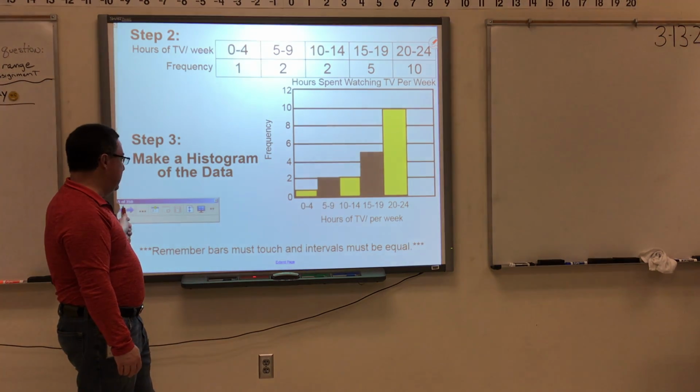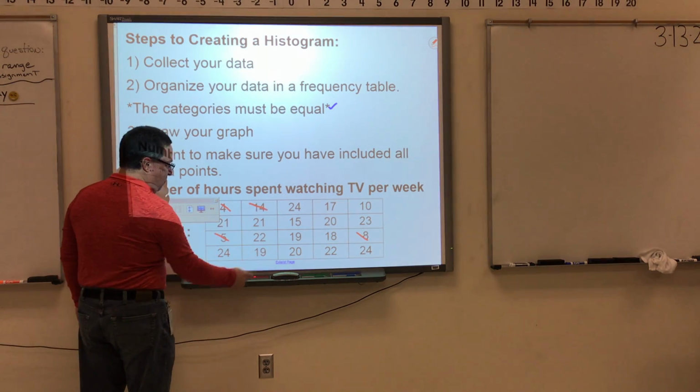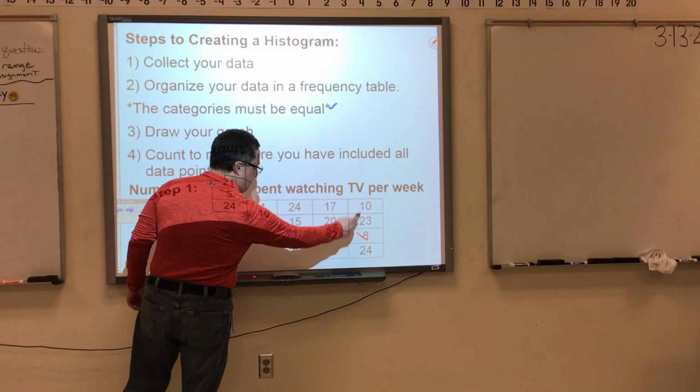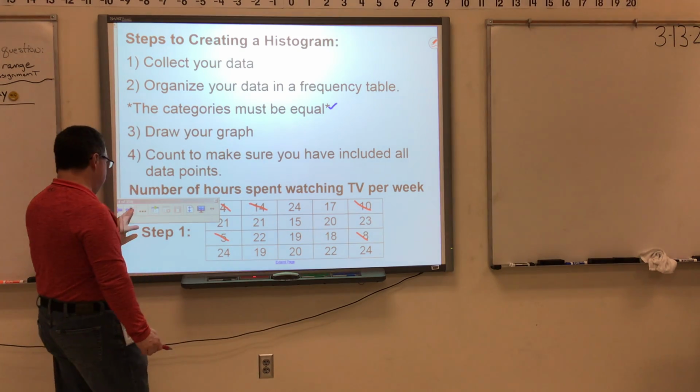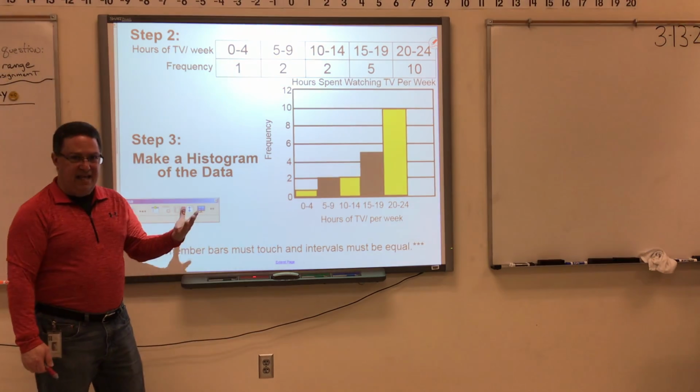Then I'm going to go to my next interval, which is 10 through 14. And I see 1, 2. So again, when I come back here, that should be the same height. Lo and behold, it is.